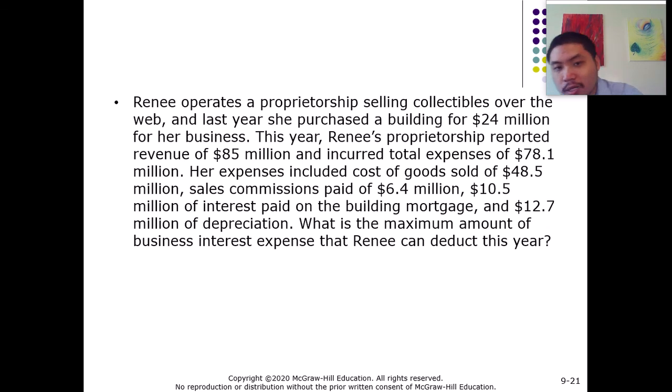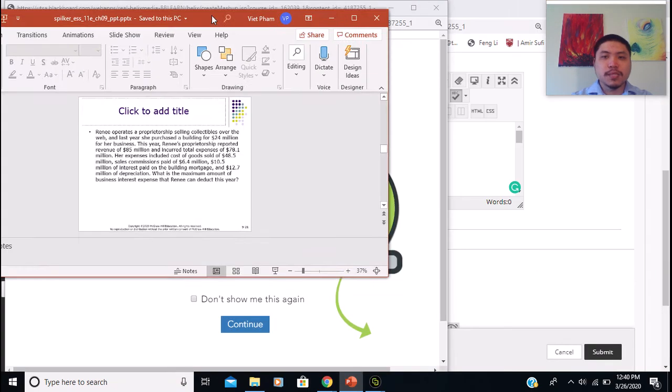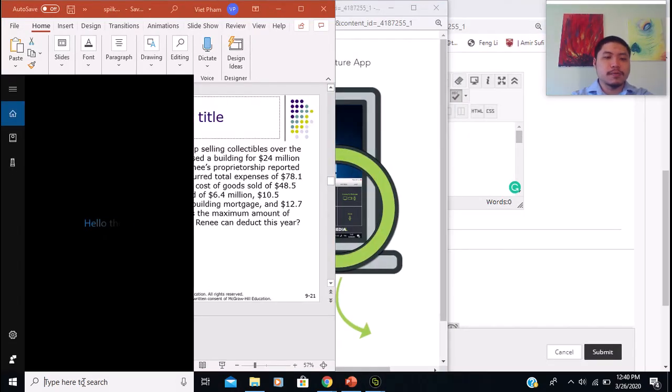All right. So similar to the prior example, right? First, we have to calculate the adjusted taxable income, and then from there we can calculate the limitation, right? So how do we calculate it? The adjusted taxable income, right? So let's see. Let me open an Excel file.